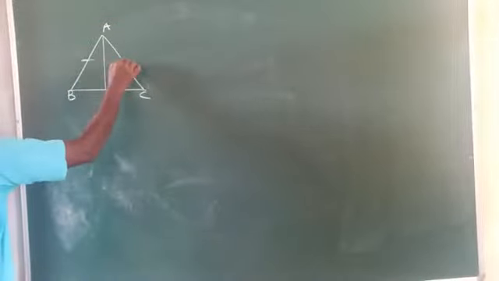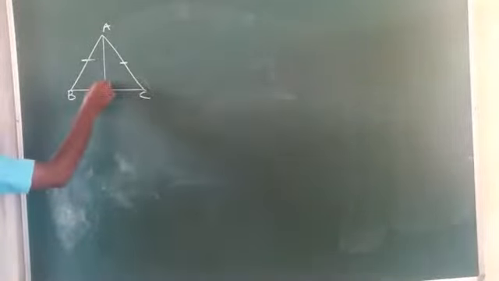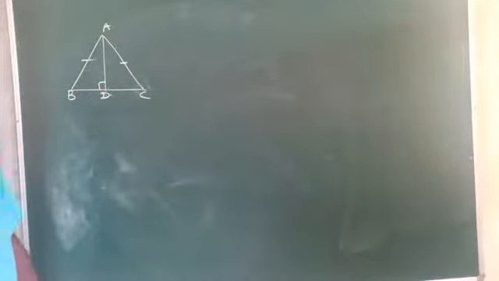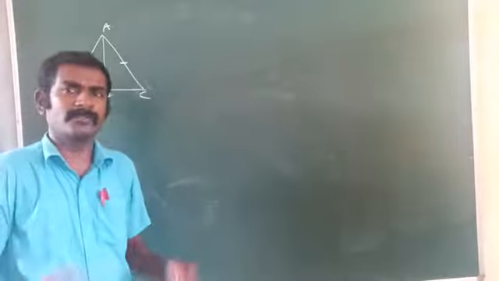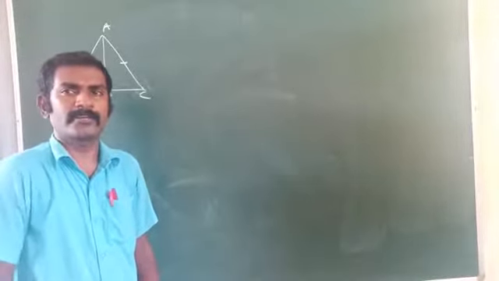Such that AB equal to AC. It is given. And AD is one of its altitudes. So if the altitude lies interior to the triangle, then what can you say about this type of triangle? What kind of triangle is this?